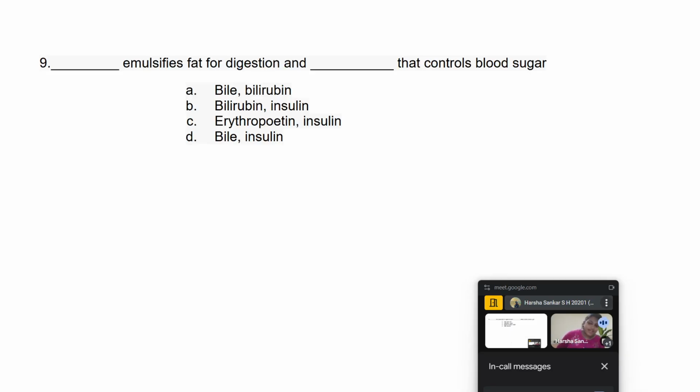Dash emulsifies fat for digestion and dash that controls blood sugar. Option A, bile, bilirubin. Option B, bilirubin, insulin. Option C, erythropoietin, insulin. Option D, bile, insulin.